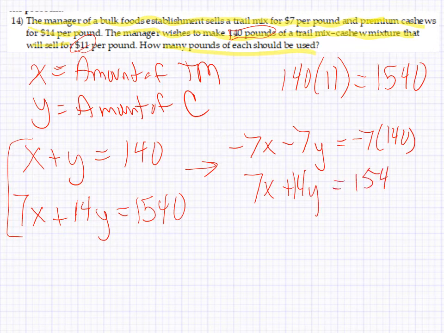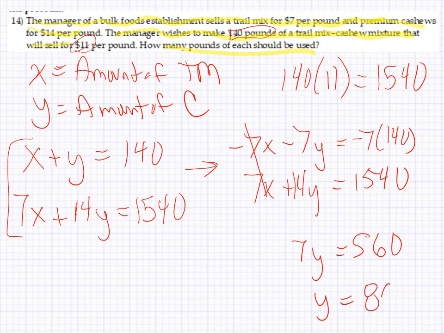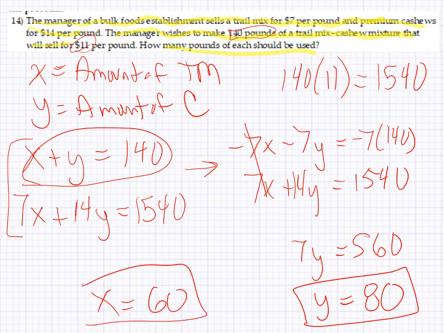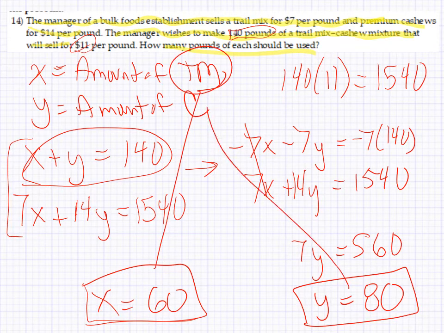That'll cancel the x's, giving me just 7y equals 560, and therefore y would be 80. Now, knowing that y is 80, and we know x plus y has to equal 140, that means x is going to have to be 60. Well, what does that represent? That's how much of the trail mix, and that is how much of the cashews. So that's the total number of poundage for each that needs to be used.